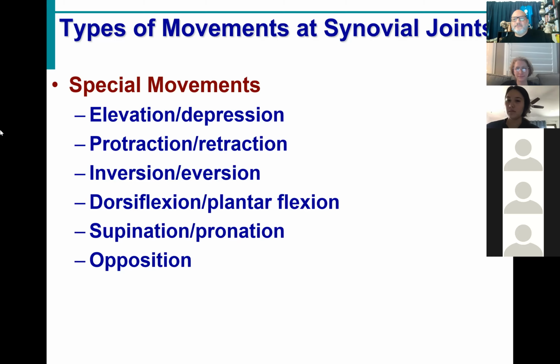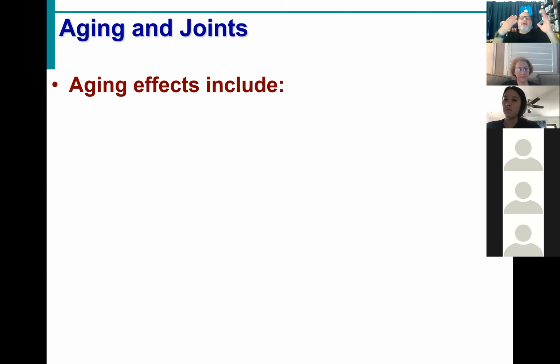Any others? All right, excellent. Now that we've talked about everything you ever wanted to know and more about how joints function normally, we need to talk about our homeostatic imbalances to joints. And of course, one of the biggest homeostatic imbalances that happens to our joints is the act of aging. What effect does aging have on our joints? Give me some examples of what aging does to our joints.